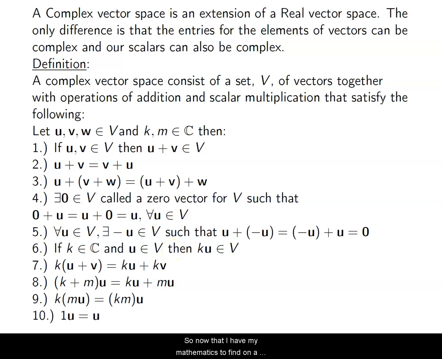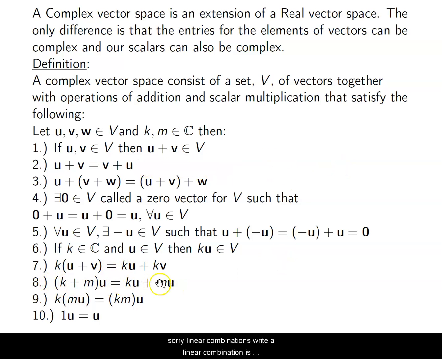So now that I have my mathematics defined on a complex vector space, there are things that we are allowed to do now, right? There's certain things that hold true, pretty much everything really, from the real vector spaces to the complex vector spaces. Things like additive identities, linear combinations, right?